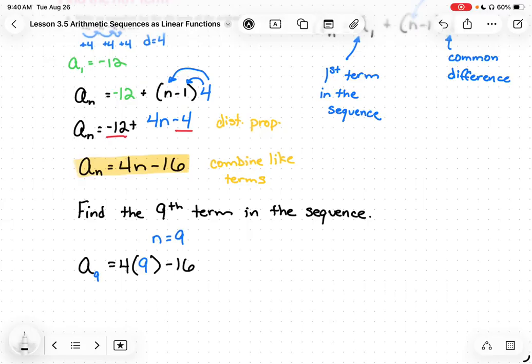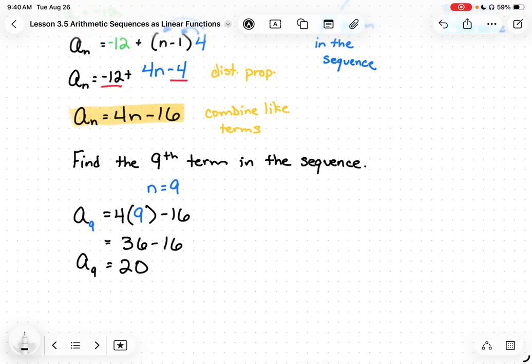Well, 4 times 9 is 36. And 36 minus 16 is 20. So a sub 9 is 20. So what that means is the 9th term in my series would be 20. And so if I wanted to graph this, my coordinate would be 9, 20.